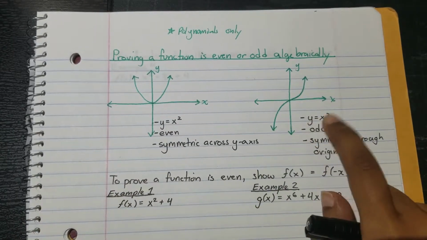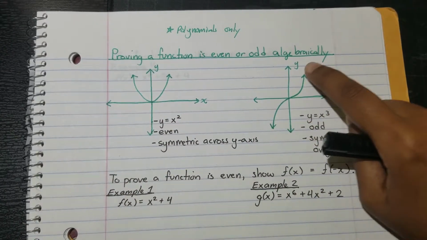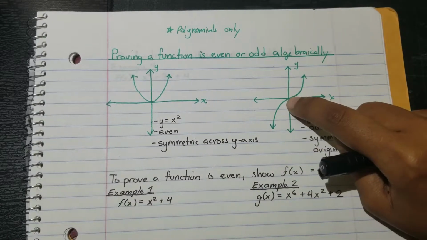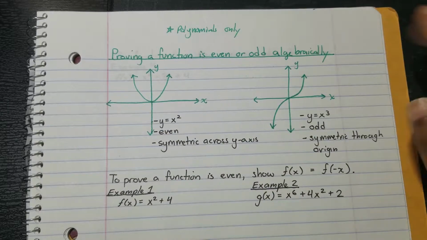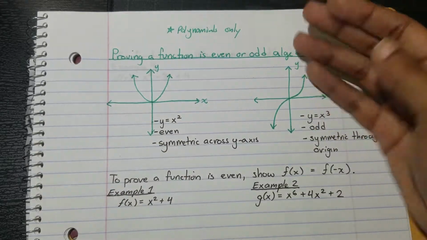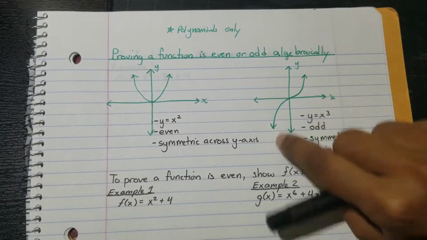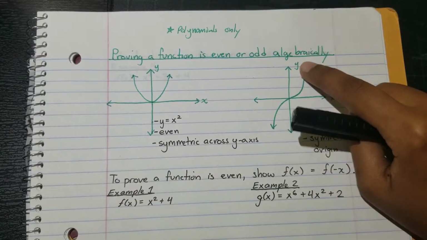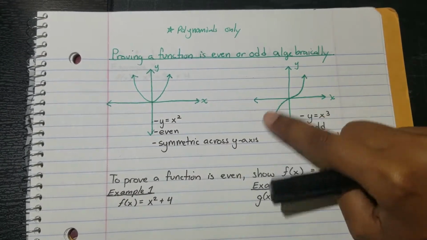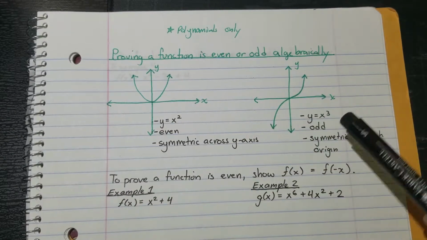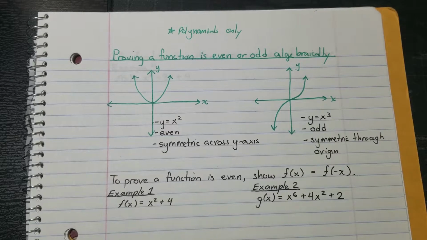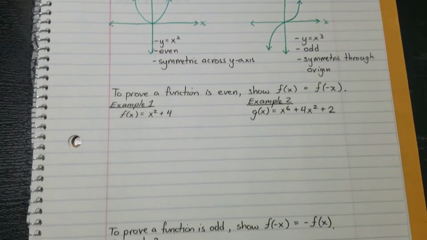Now if we look at y equals x cubed, it doesn't have symmetry across the y-axis, but there is symmetry through the origin. Like if you were to flip it and reflect it, you get this part of the function lying directly on top of this part of the function. So odd functions are symmetric through the origin. Now, how can we show that algebraically?